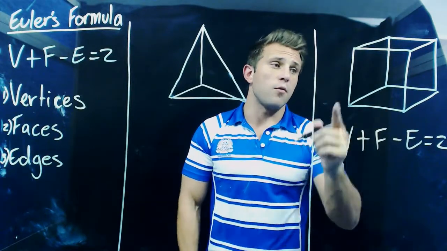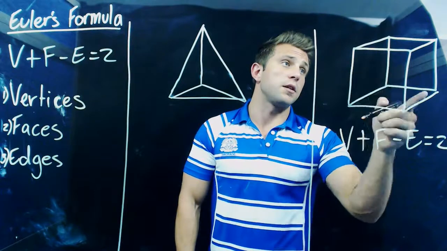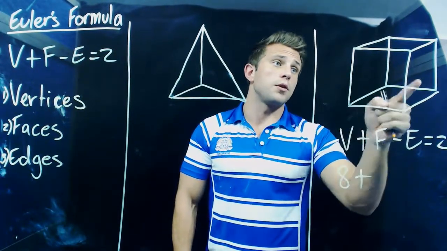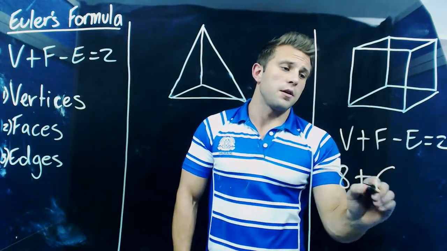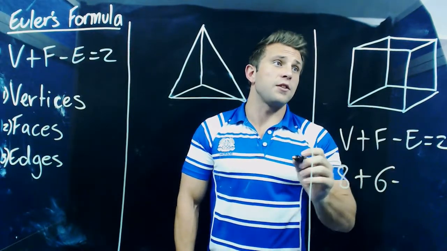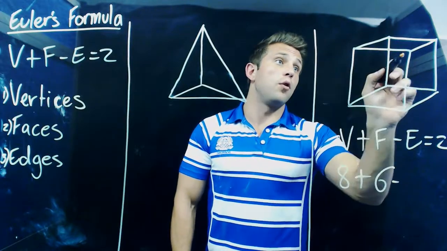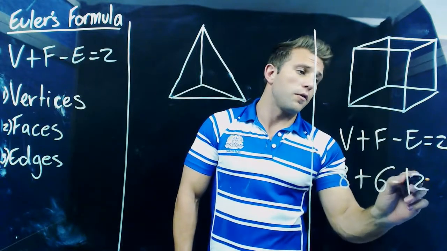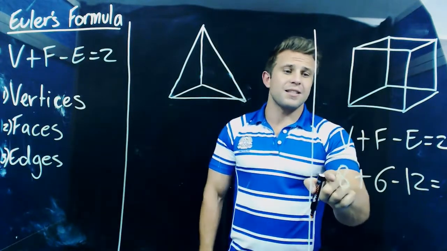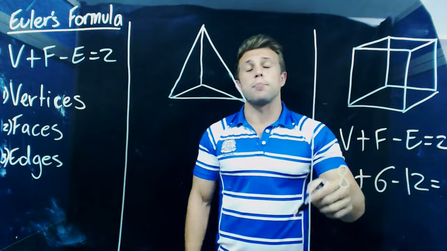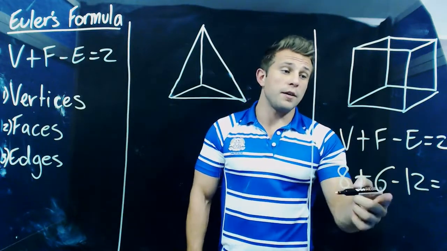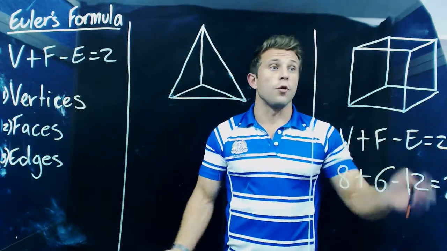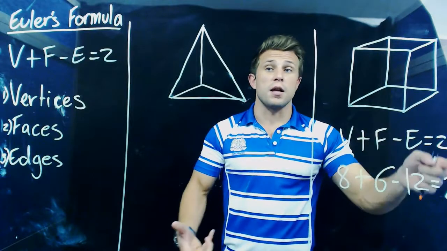How many vertices does it have? 1, 2, 3, 4, 5, 6, 7, 8. So 8, plus how many faces does it have? 1, 2, 3, 4, 5, 6. Minus how many edges does it have? 1, 2, 3, 4, 5, 6, 7, 8, 9, 10, 11, 12. So 12. Equals 8 plus 6 minus 12. 8 plus 6 is 14, minus 12, 14 minus 12 is 2. We know we've got the right amount of vertices, faces, and edges.